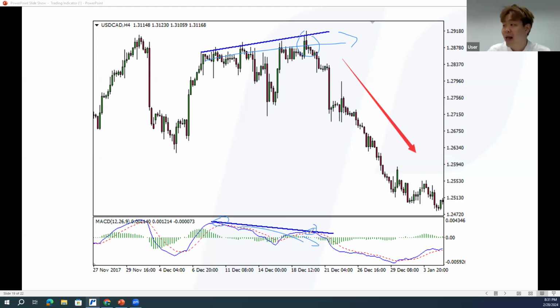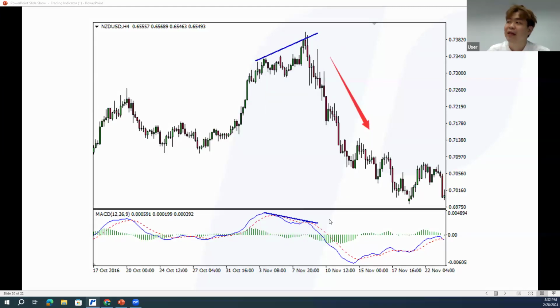Then after that, once this line turns and curves below, it goes down aggressively. So this is how we monitor the divergence. Okay, this is another example. The price is going up, but the MACD is going down. So a strong negative divergence is formed. So yeah, this is how we use the MACD.